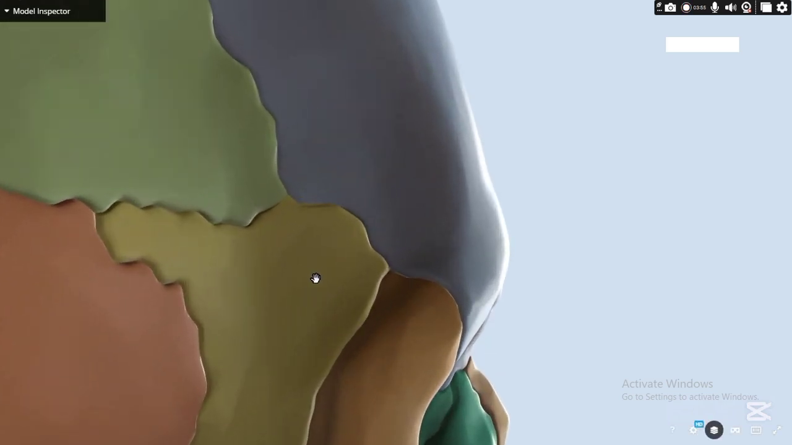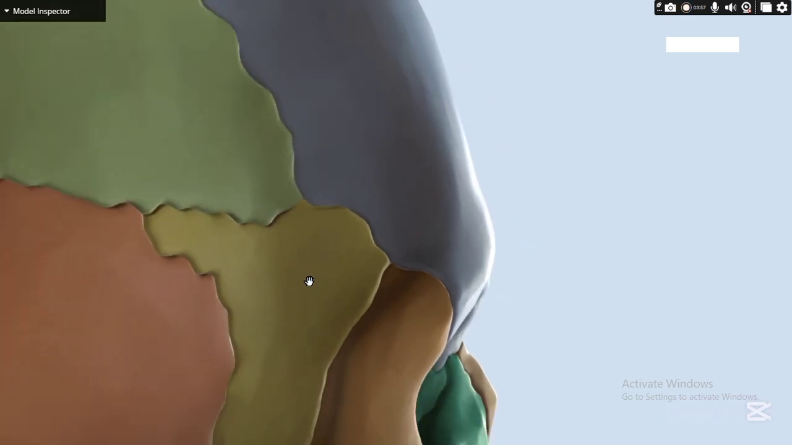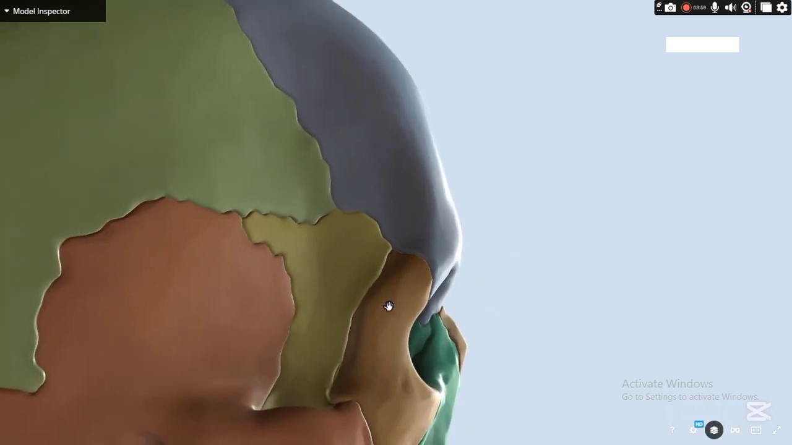Alright, moving on, you can actually see other sutures, but very important is this pterion. This pterion is the location for an artery called the middle meningeal artery, and any fracture can affect the middle meningeal artery.